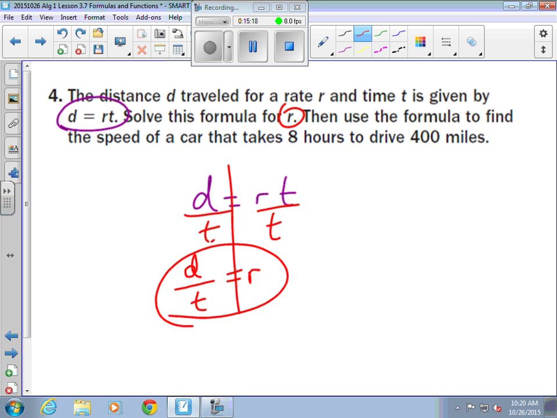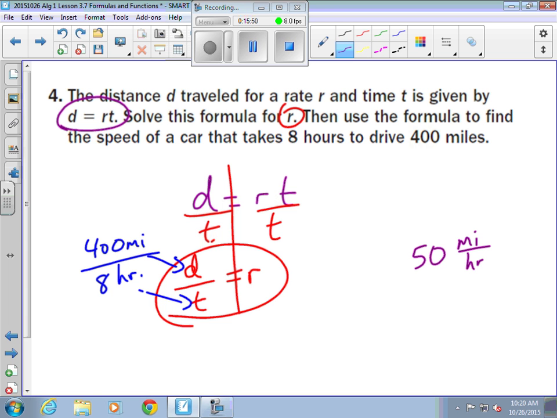So then it says, then use that formula, the one we just made, R equals D over T, to find the speed of a car that takes 8 hours to drive 400 miles. So distance is going to be 400 miles. And time, it says, is going to be 8 hours. So we know that 8 goes into 40 5 times. So it goes into 400 50 times. So 50 miles per hour is your rate.